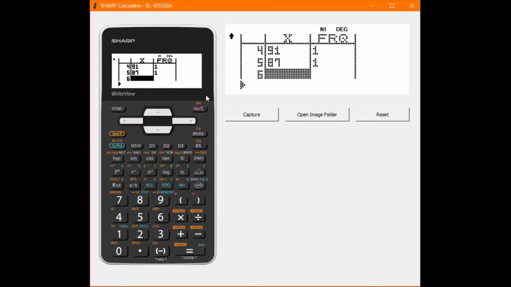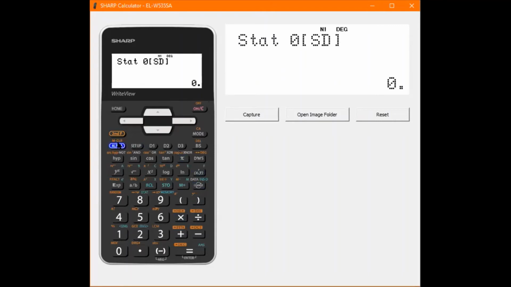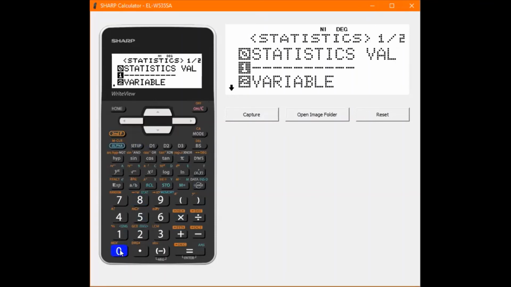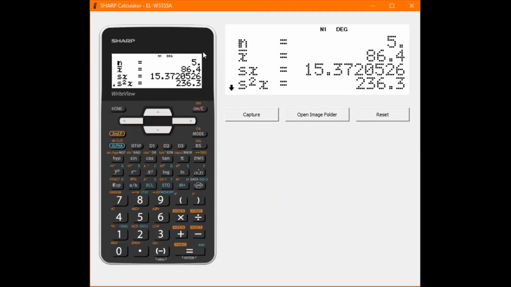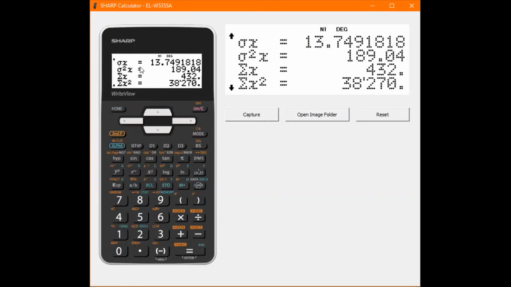Okay, so now that we put our data in, we can press shift, and then all we have to do is press alpha and 8 and then 0 for your statistics value summary. So here's your n, which is your number of data elements that we typed in. Your average is 86.4, we worked that out. Now we don't use this sx, we use the sigma x because of the type of formula that we're using. So we always use this value here where it's the sigma x, so it's 13.75. So that is your standard deviation.